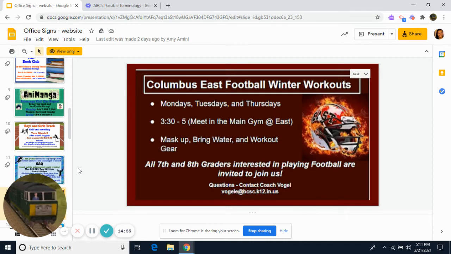Columbus East football, meet in the main gym. Bring water and workout gear. All the 7th graders and 8th graders who are interested in playing football only.